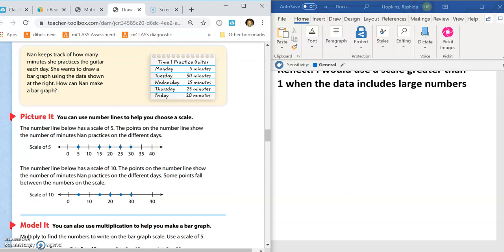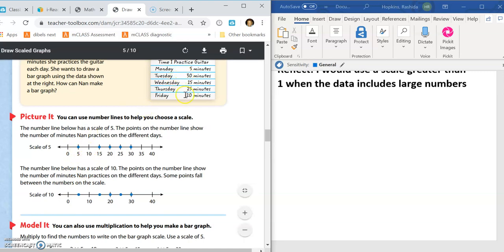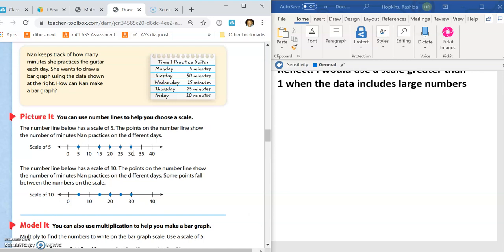Choose a scale. The number line below has a scale of 5. The points on the number line show the number of minutes Nan practiced on different days. So they start their number line at 0 and go all the way to 40. You see that they've plotted a dot for each of the minutes for each day: 5, then they jump to 15, 20, 25, and 30. So those are all the increments of times on the data that they are using from above.